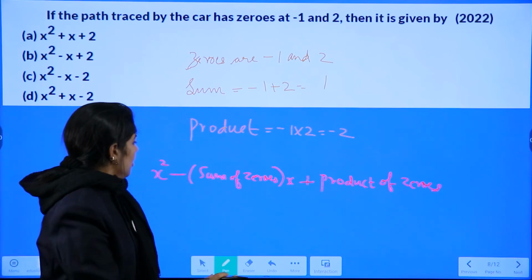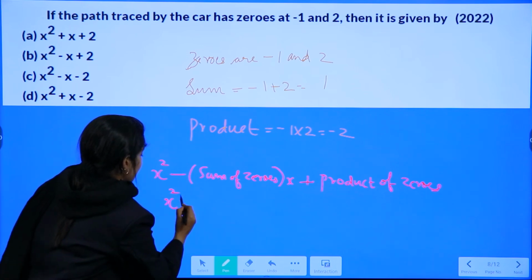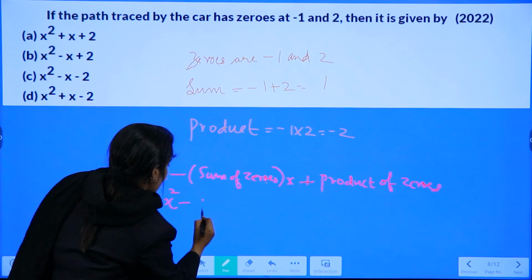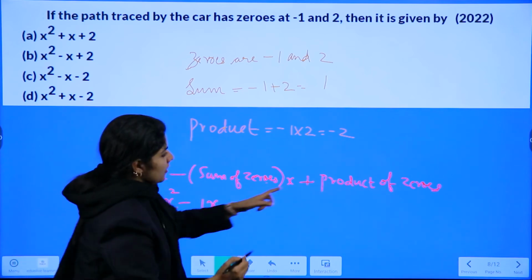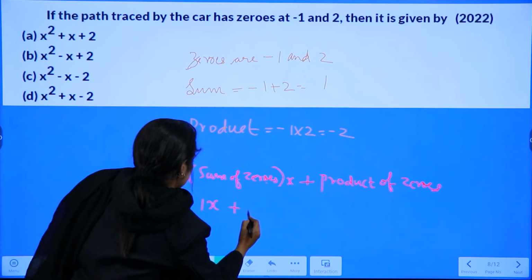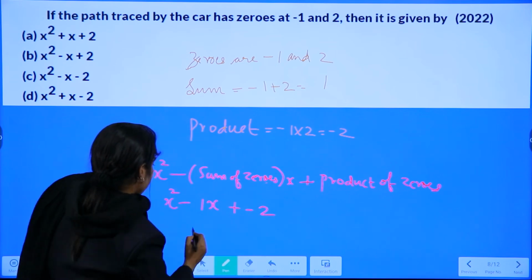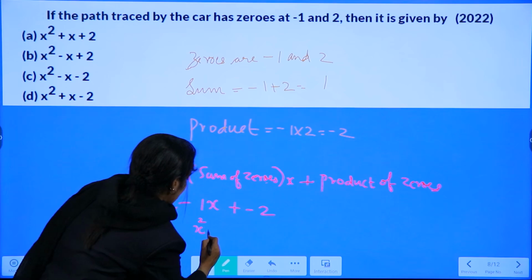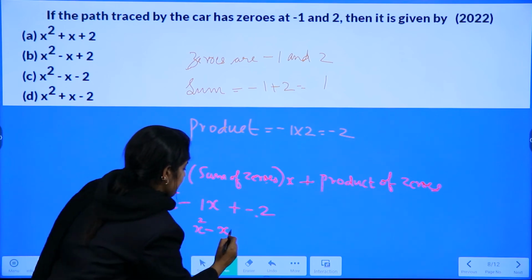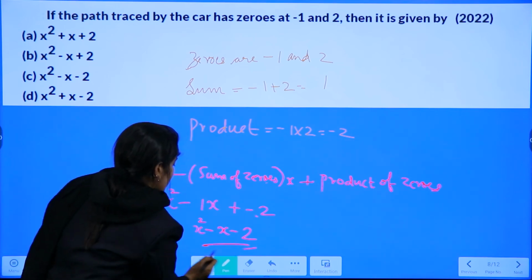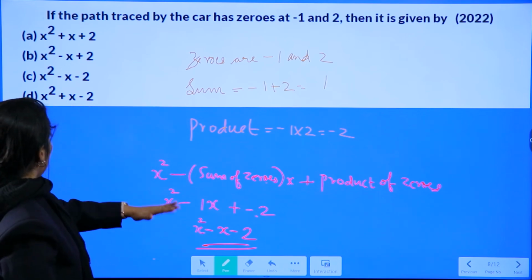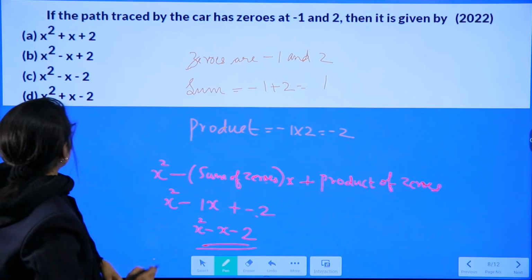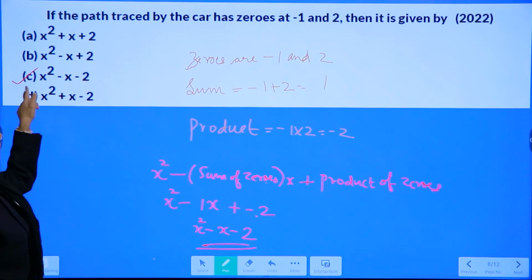Okay, this is the general form of a quadratic polynomial if we know the sum and product of zeros. Okay, so x square minus, instead of sum of zeros we will write the sum as 1x plus product of zeros is minus 2. So the answer is x square minus 1x is same as minus x, plus minus means minus 2. Okay, and this is the required quadratic polynomial, x square minus x minus 2, and the option is C.